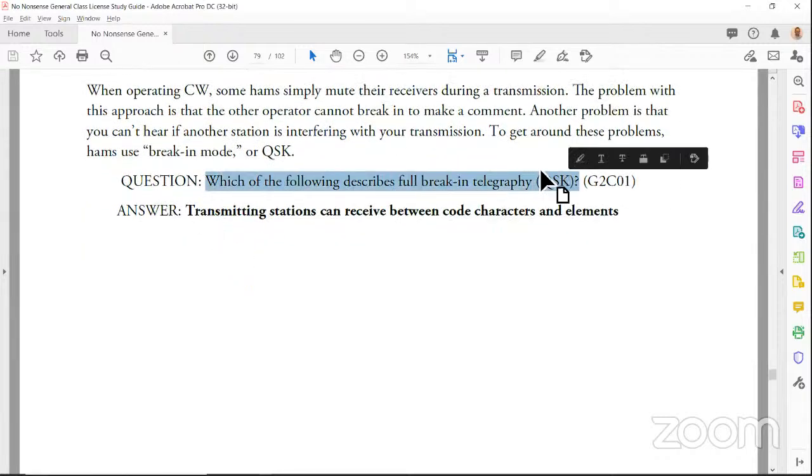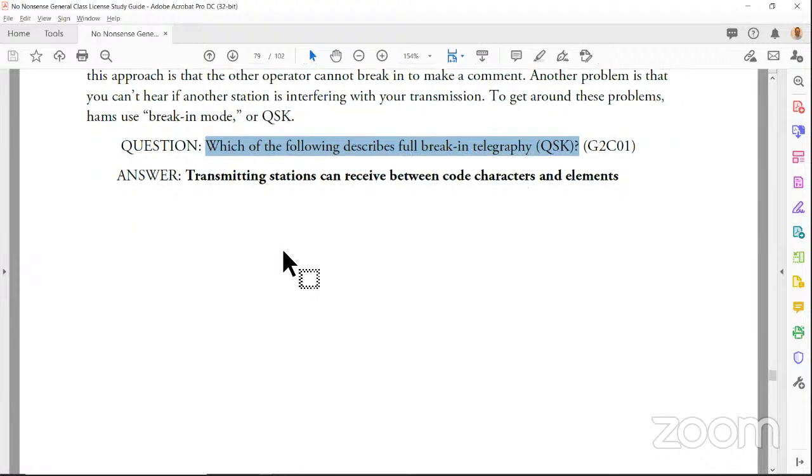Next question. Which of the following describes full break-in telegraphy? We showed a nice diagram to illustrate that when you're sending CW, you may want to hear if there's anyone else transmitting under your signal, just in case it's an emergency, for instance. If you allow this full break-in setting, you will be able to hear those stations between your transmissions or between your characters. So that's the answer. It means that transmitting stations can receive between code characters and elements.